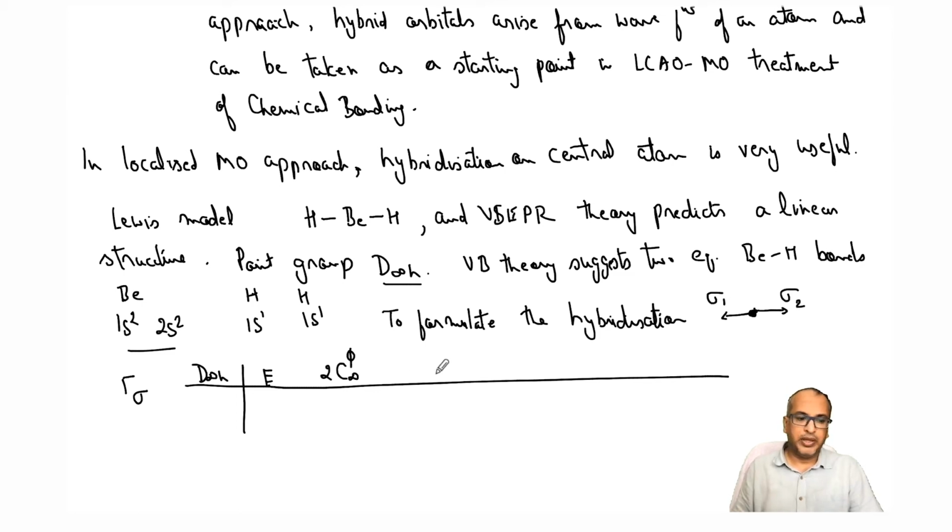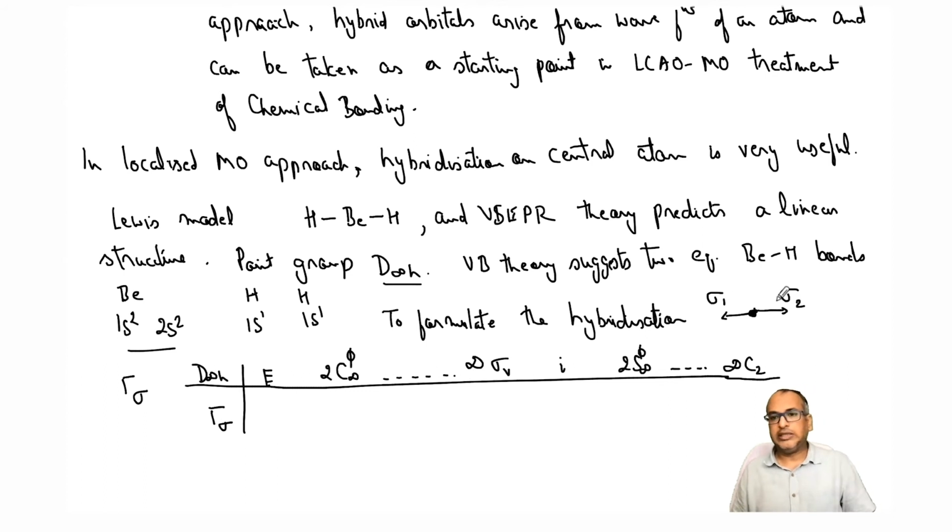Okay. Now we cannot list down all the symmetry operations, so we'll just list down a few: 2S infinity phi, infinity C2. All right. So now gamma sigma.